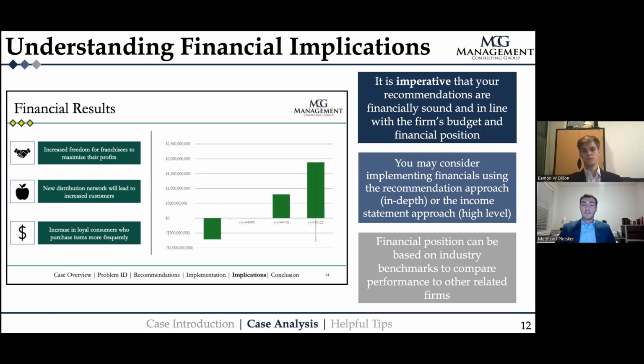So one thing that we consider in the actual implementation of financials is using the recommendation approach, which is pretty in-depth, or the income statement approach, which is pretty high level and takes actual research and looking at an analysis of the company's income statements. Financial position can also be based on industry benchmarks, which is why it's so important that you have that industry analysis early on and you have those competitors that have already been solidified as within the same industry to showcase how Subway can, in theory, do something Jimmy John's did and incur a fairly similar cost.